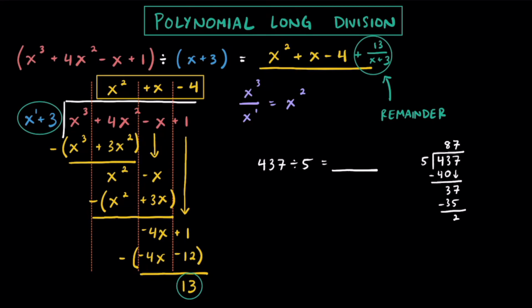Now, if we wanted to keep going and write this answer as a decimal, we could, and we would get 87.4 if we kept on going and adding zeros and decimals. But if we wanted to write our answer as a fraction like we do with polynomials, we know that this 5 goes into 437, 87 whole times, but take a look at the remainder here. The remainder here is going to be 2 over 5, right? So we can say that our remainder here is going to be 2/5, so it's 87 and 2/5, or 87 plus 2/5. Just like our polynomial long division problem.